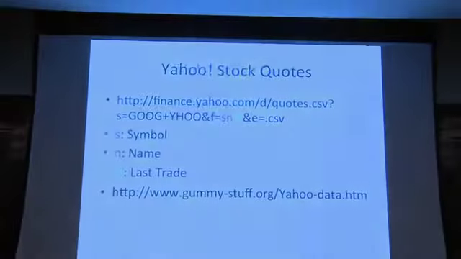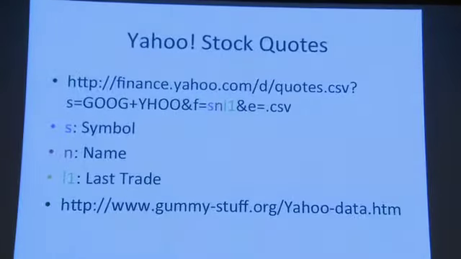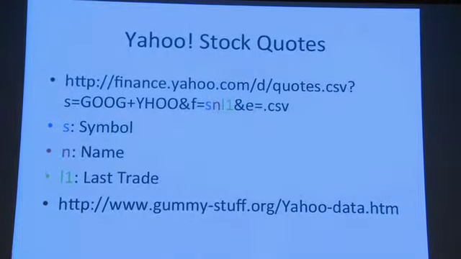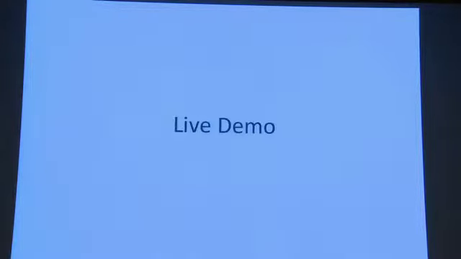N says specifically, show me the name. And L1 says, show me the last trade for the stock. So this query would actually bring back a CSV file that has that information for both Google and Yahoo. But with that background, let's get on to the live demo. All right.